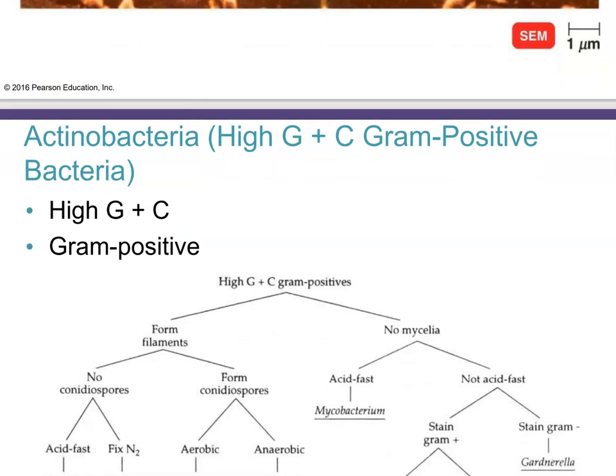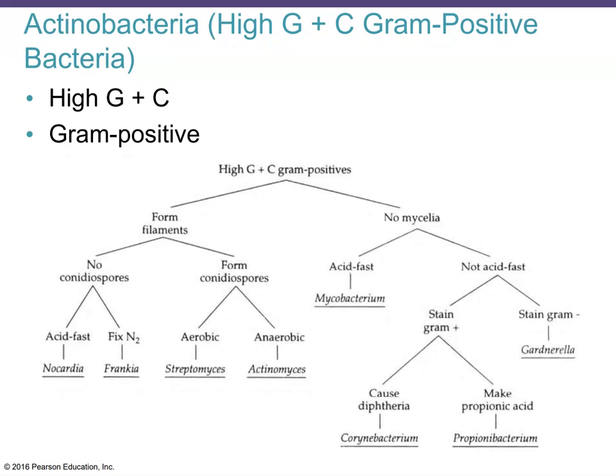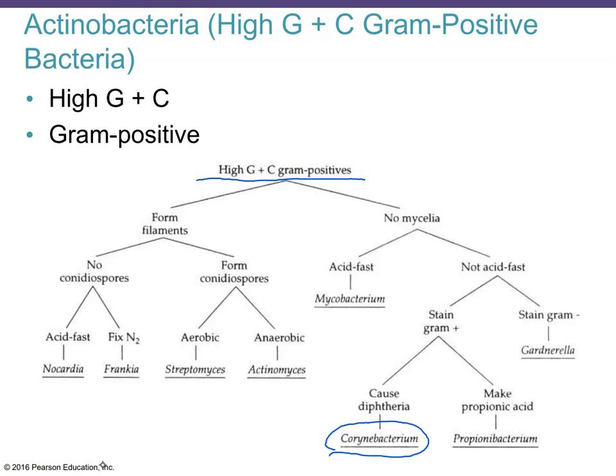Okay, moving on to the high GC gram-positive bacteria. And there we have the actinobacteria. And here, so they start out with the high GC content. And there we have a few that are part of pathogens that we will be discussing. The Corynebacterium diphtheriae, this one we already did, the cause of diphtheria.